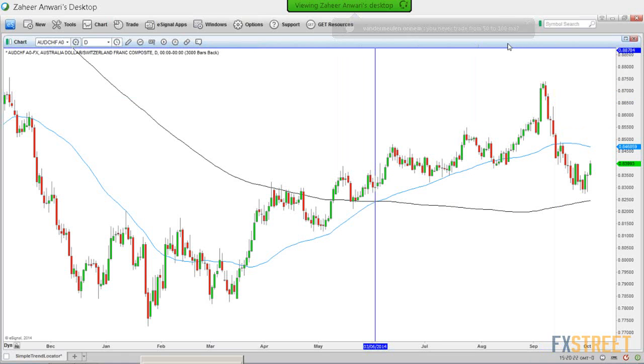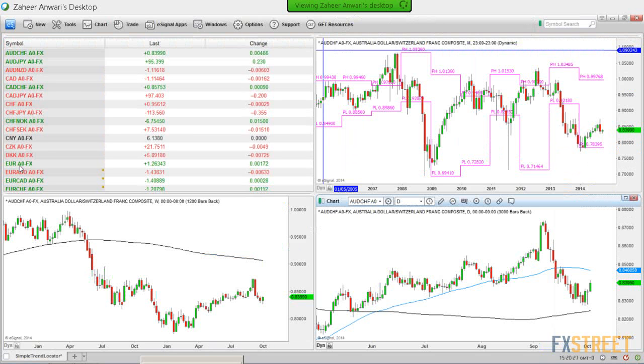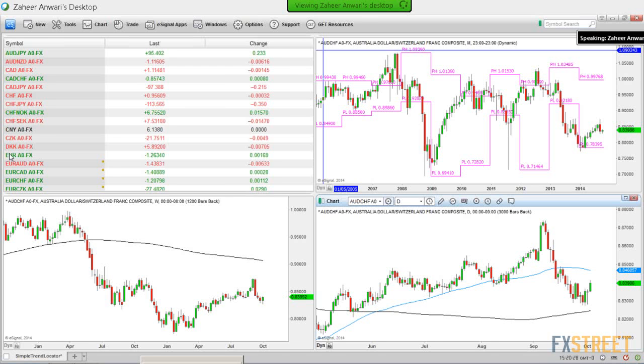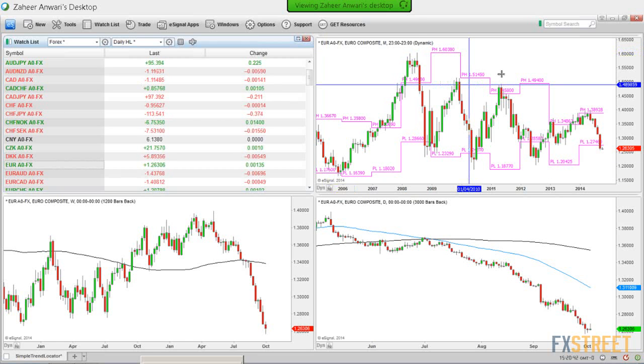Okay, so to give you an example of that, I'm going to go to the euro dollar because I know people trade the euro dollar, and the euro dollar is not something that I'm obsessed with, but it is something that I trade when it does set up. Not always, but when it does set up. So let's have a look.